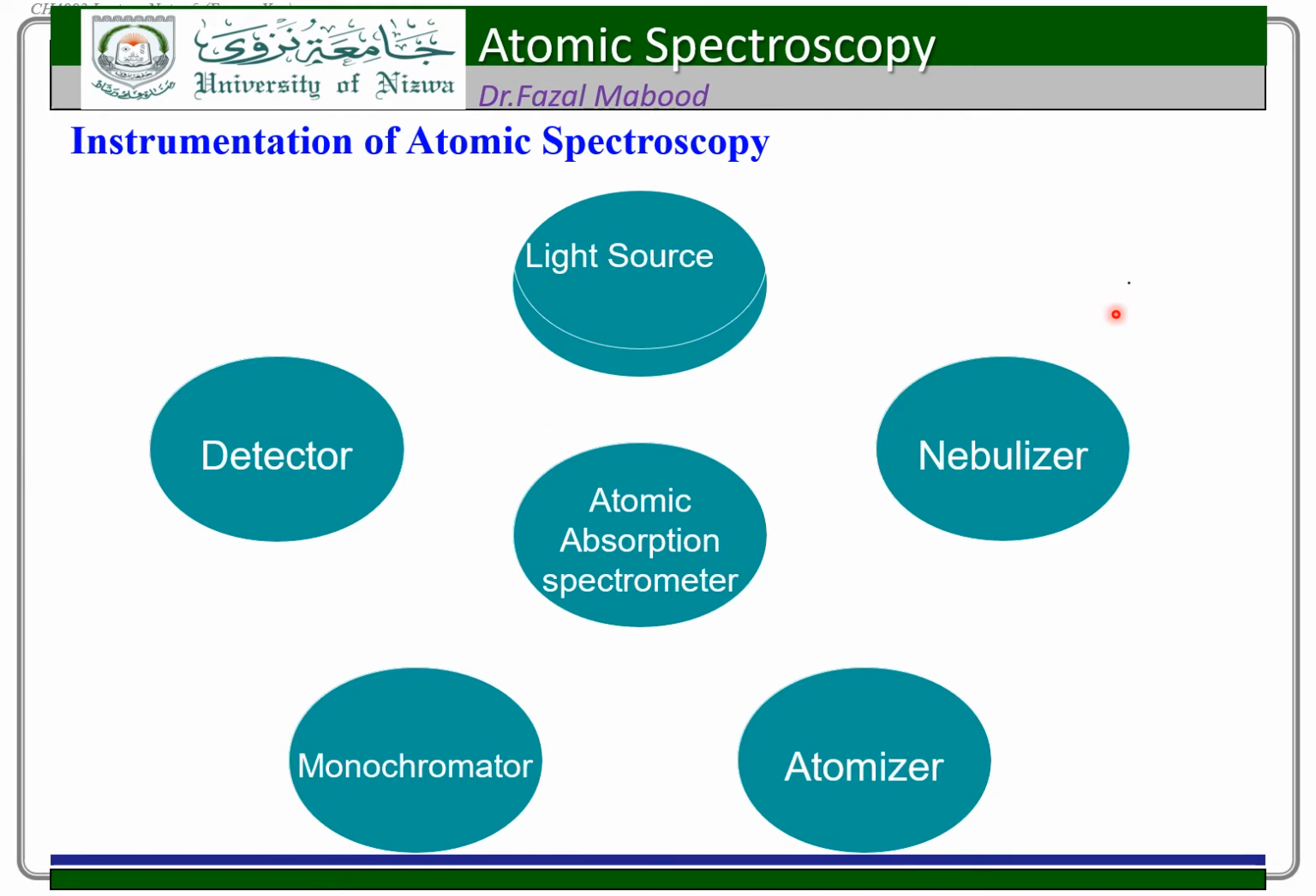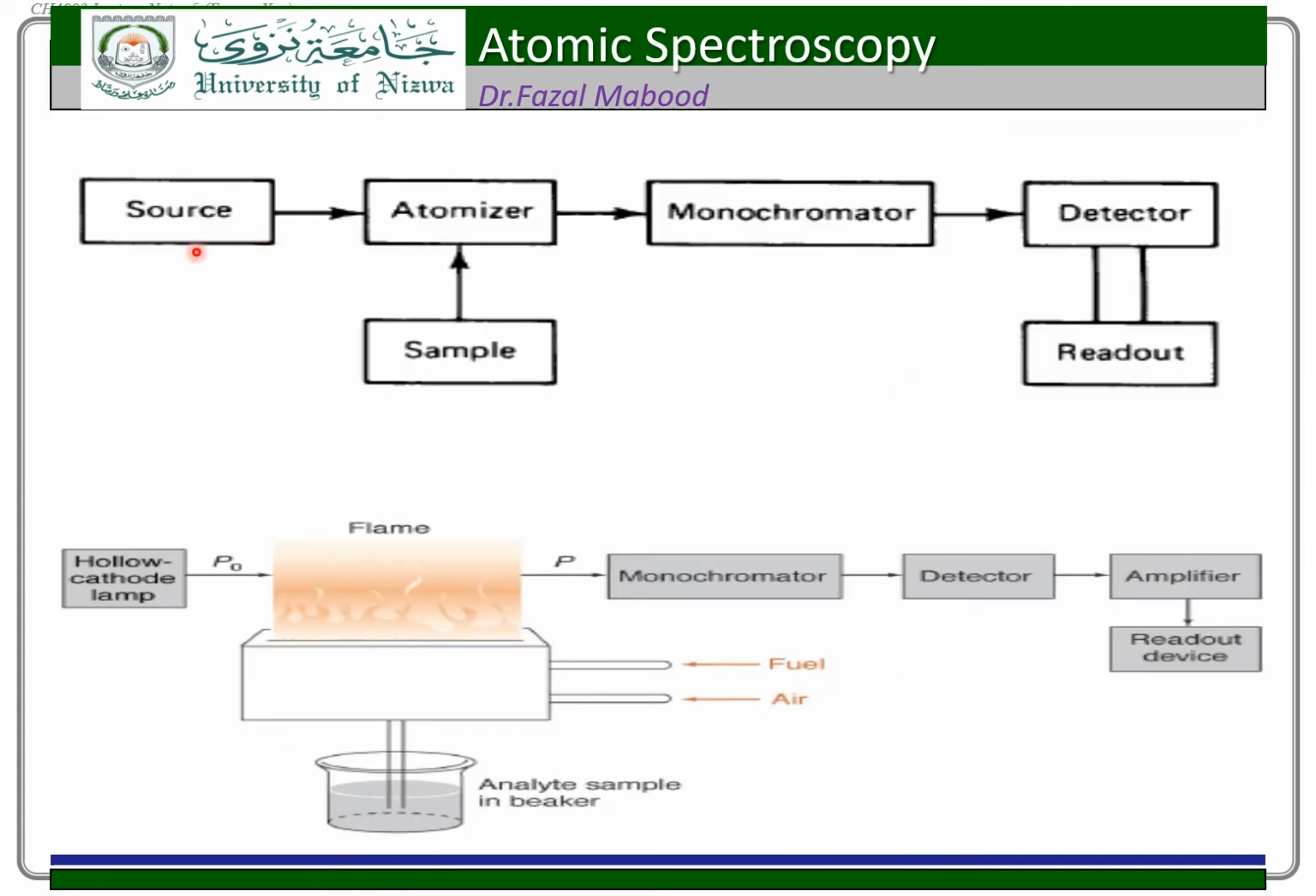Instrumentation that we are using in atomic spectroscopy. In atomic spectroscopy, we are using light source, nebulizer, atomizer, monochromator, and detector. Here you see this is the light source, here the atomizer, monochromator, detector, and the readout device. Once again, here you see this is the atomizer, this is the flame, and here this is the light source, monochromator, detector, amplifier, and readout device.